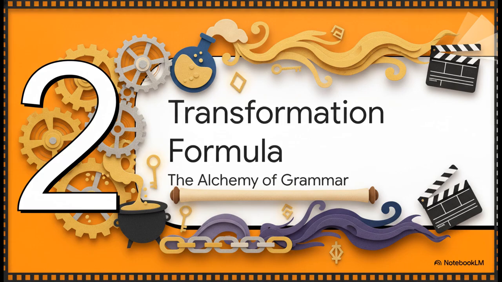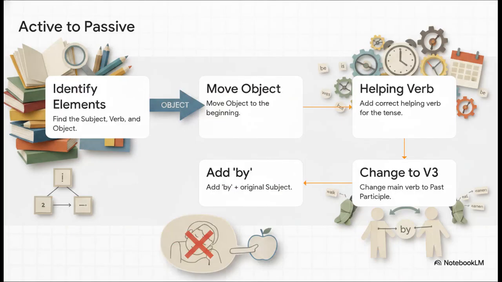Moving right along to Section 2, the transformation formula. Act 2, the alchemy of grammar. So now that we have the concept down conceptually, let's talk mechanics. How do we actually turn the active into the passive? Well, here is your step-by-step master key to unlock this transformation every single time.